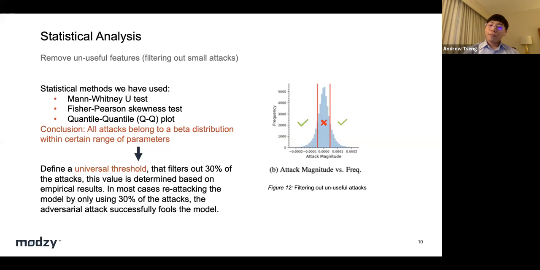It turns out that simply using 30% of the largest attack values, we could successfully fool the model, which means that, on average, only 30% of the features are important to the model. Other than this, these are noisy explanations, noisy features. So that's why we need a filtering process to filter out all of these unimportant features by setting thresholds on it.